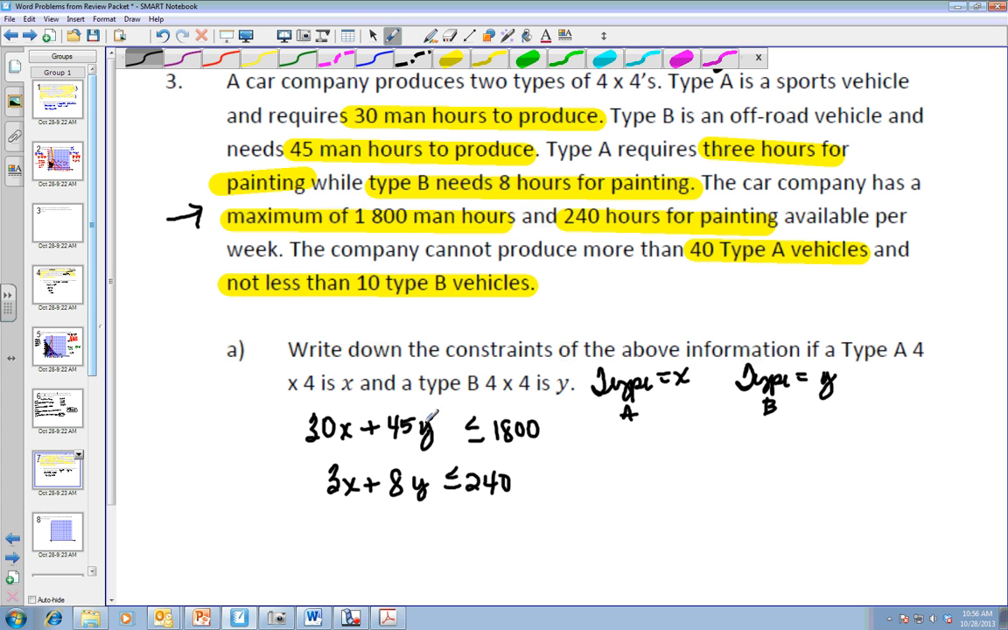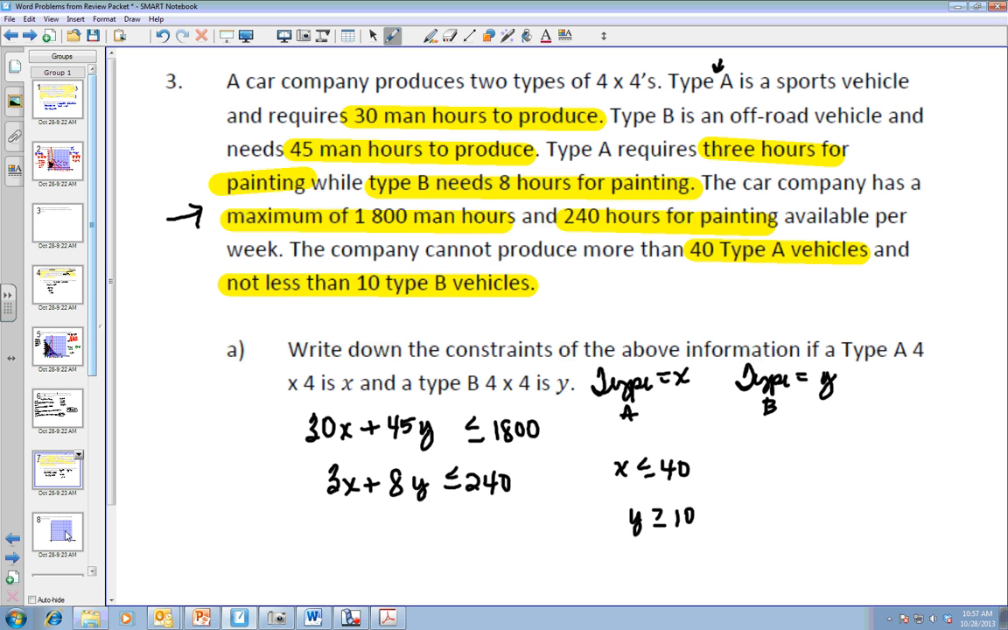Okay, so the company cannot produce more than 40 Type A vehicles. Type A was X, so X has to be less than or equal to 40, and not less than 10 Type B vehicles, so Y has to be greater than or equal to 10. So those are our constraints for number 3.